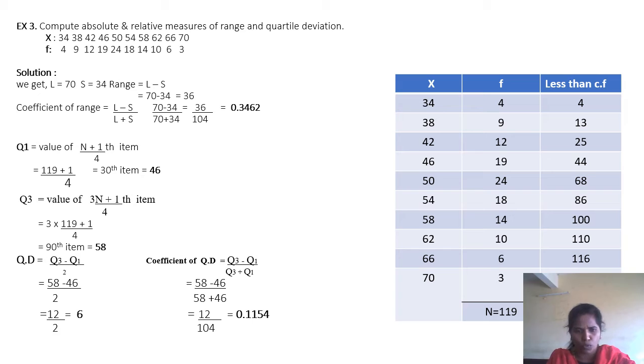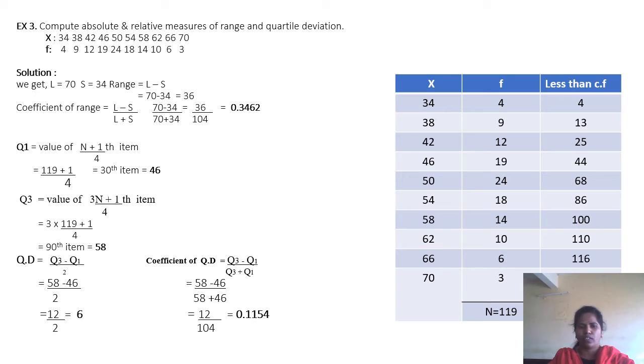Let us go to Q1. How do you find Q1? It is the value of (n plus 1) divided by 4th item. I apply the previous formula in this question. So n is 119 plus 1 divided by 4, that is the 30th item. You check where the 30th item falls in the CF column. The CF value is 44, and the x value there is 46.